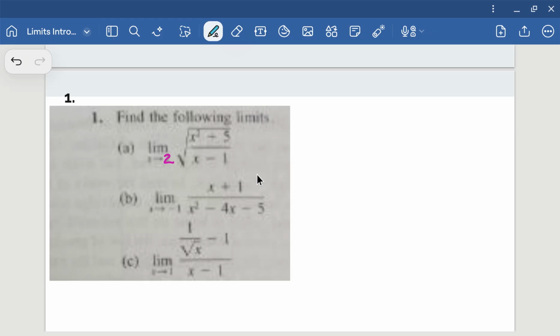There's a 2 here. And we have x squared plus 5 over x minus 1, all under the root sign. So in this case, we want to just directly plug in. We don't need to do anything extra. So we'd have 2 squared plus 5 over 2 minus 1, and this is all under the root sign. And so then if we add the numerator, we get 9, the denominator is 1, again all under the root sign, and then your answer is 3. So the limit as x tends towards 2 is going to equal 3.